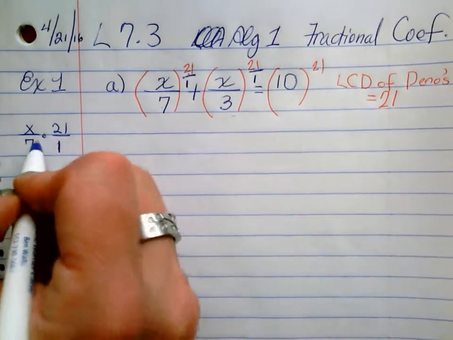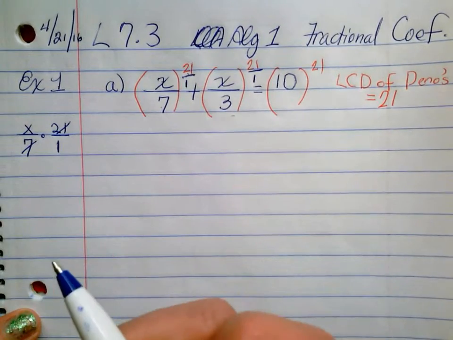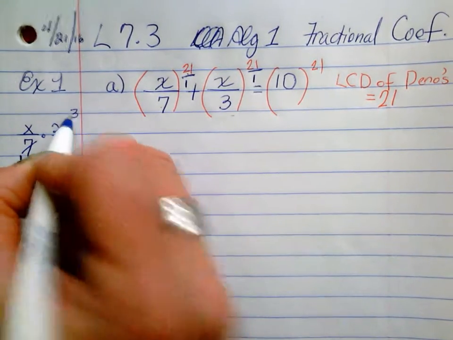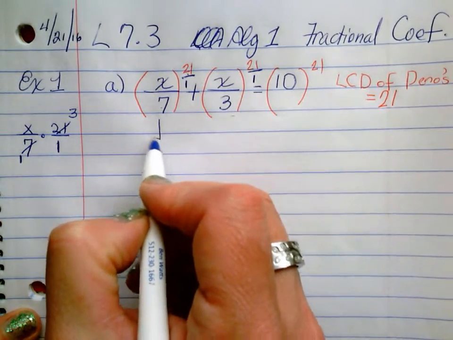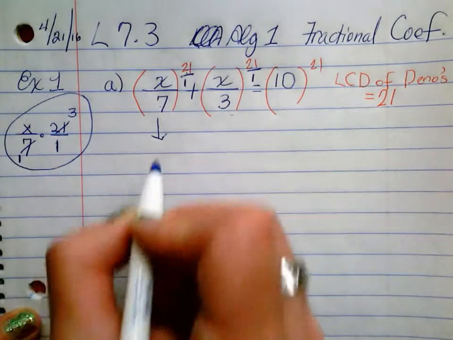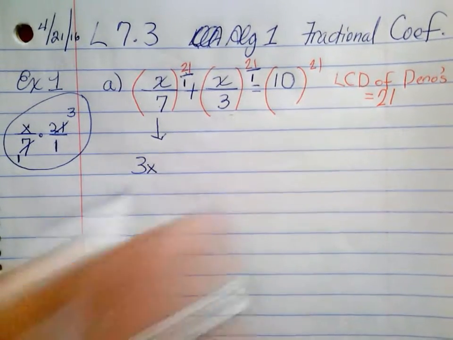Oh, look, the 7 and the 21 are both divisible by 7. This becomes a 1. This becomes a 3. Okay? So because of this, x times 3 is 3x.